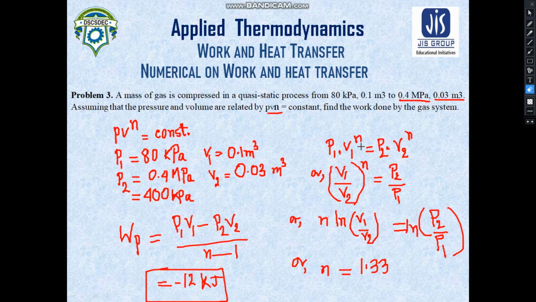You just need to calculate the value of n, and you must have understood that this is an example of a polytropic process, and you just need to remember the formula for the work done in a polytropic process. So this was the formula that has been followed here, and n was the only unknown, which we have calculated from this equation. So we are dealing with very simple problems here.